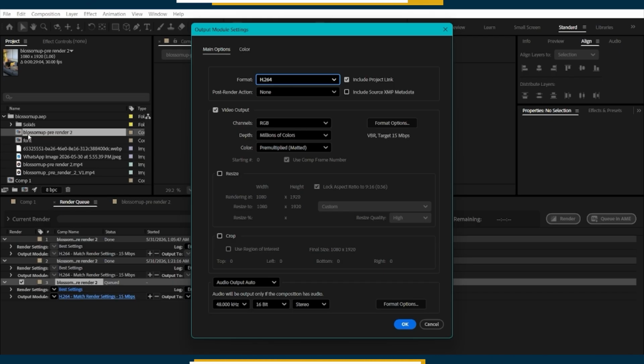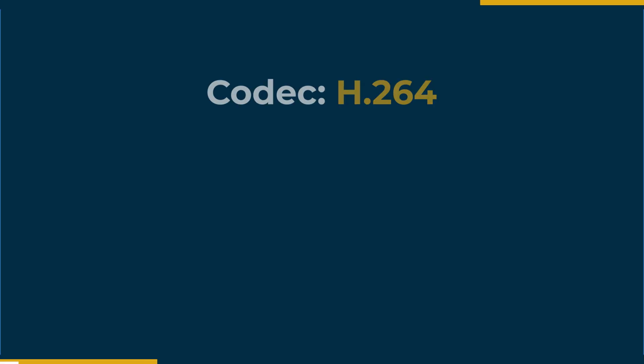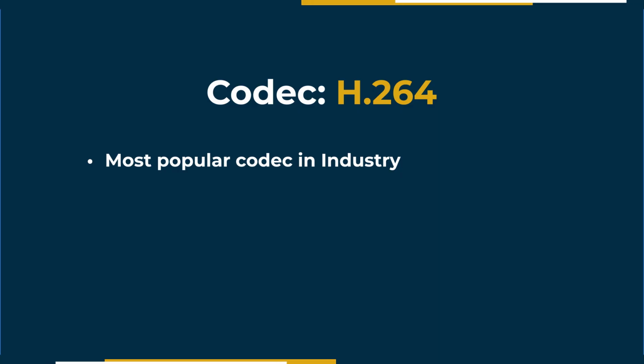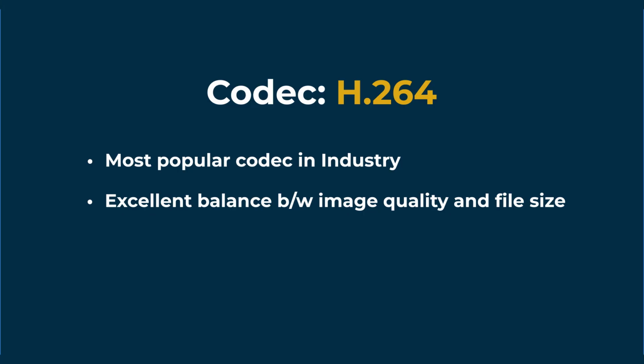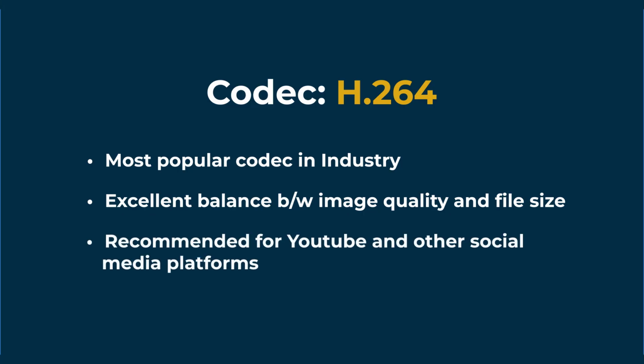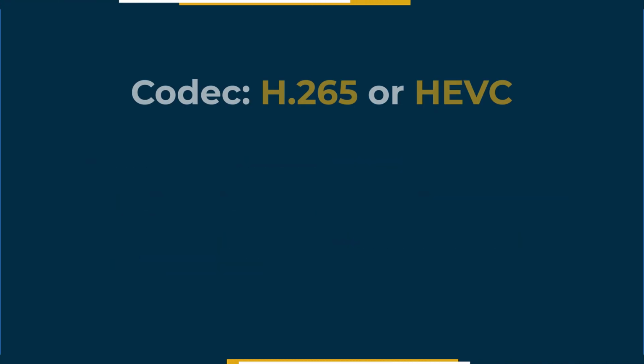Video codecs work the same way. Some create very small files, while others preserve almost every detail for professional editing. Here are the codecs you will use most often. H.264. This is the most common and most popular codec in the world. It provides an excellent balance between image quality and file size. That's why it's recommended for YouTube, Instagram, Facebook, online courses, and client reviews.